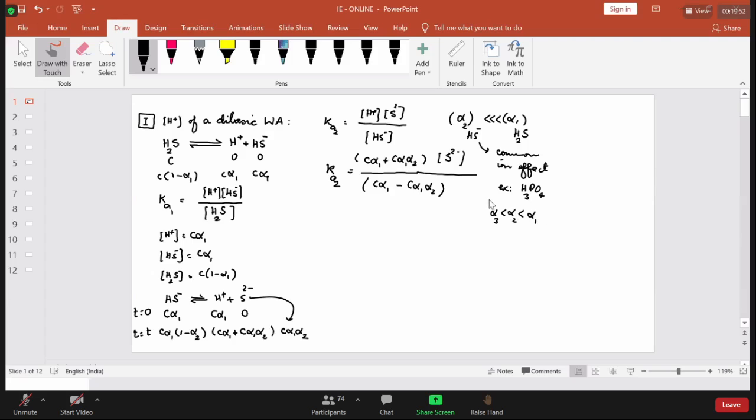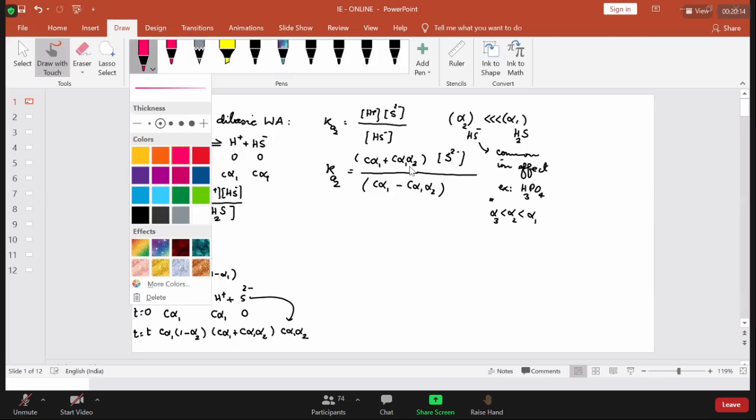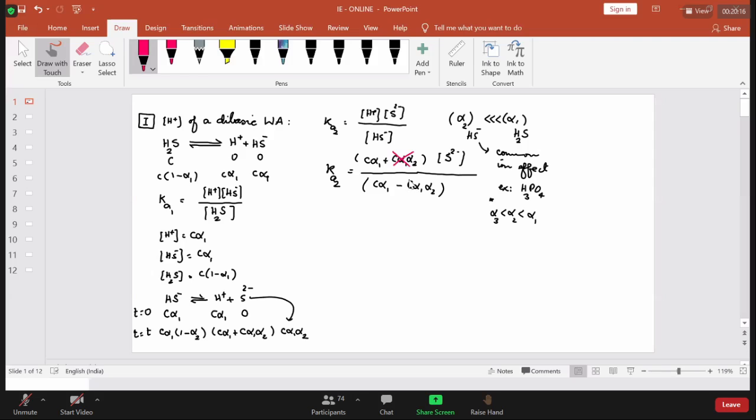This is a 4 marks question. And luckily, today in our grand test, this question came: if you have phosphoric acid, how do you handle it? And this came in the NEET examination today morning. If it is so, what do we have to say? We have to say that this is neglected due to common ion effect.